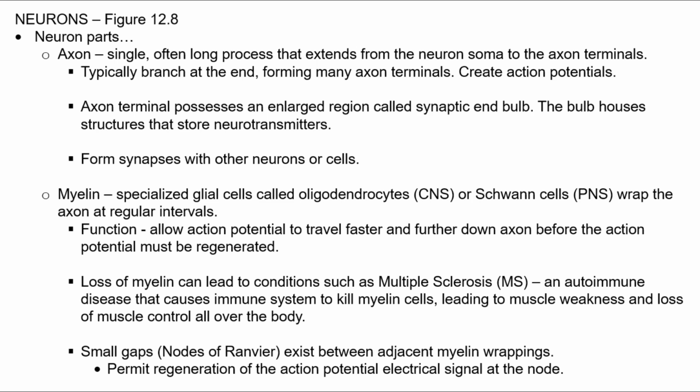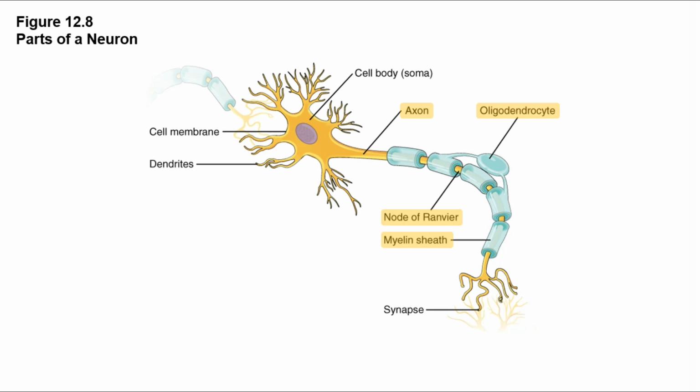There are small gaps between adjacent myelin cells called the nodes of Ranvier, which permit the action potential to regenerate at the exposed axon within the node. The neuron soma tapers at one end to form the axon, and the axon extends to its axon terminal bulbs. Typically, axons branch at their ends, forming many synaptic end bulbs.